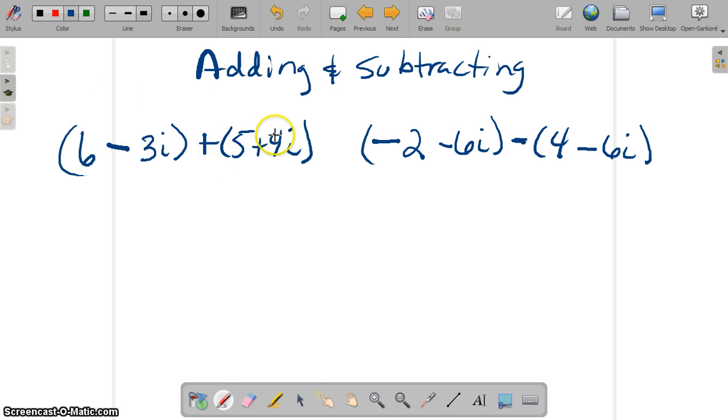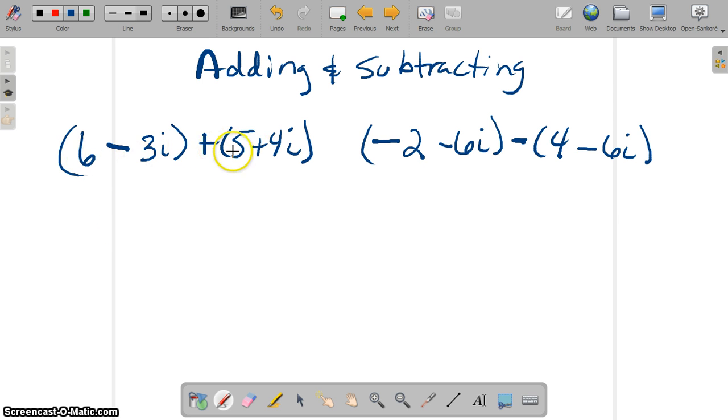Adding and subtracting these complex numbers is very similar to just adding and subtracting polynomials. If you treat i like a variable, you're just going to be fine. When we get into dividing, there are some slight differences. Actually, the i acts a little more like a radical when we get into dividing, but for this, I think you're going to be just fine because it behaves very similarly to a polynomial.